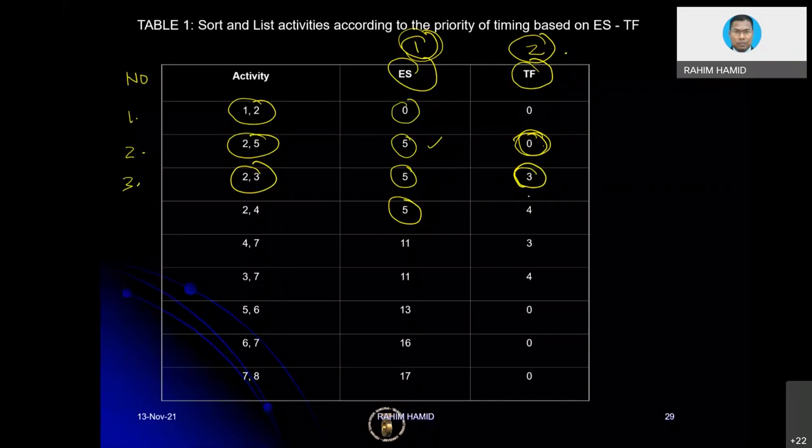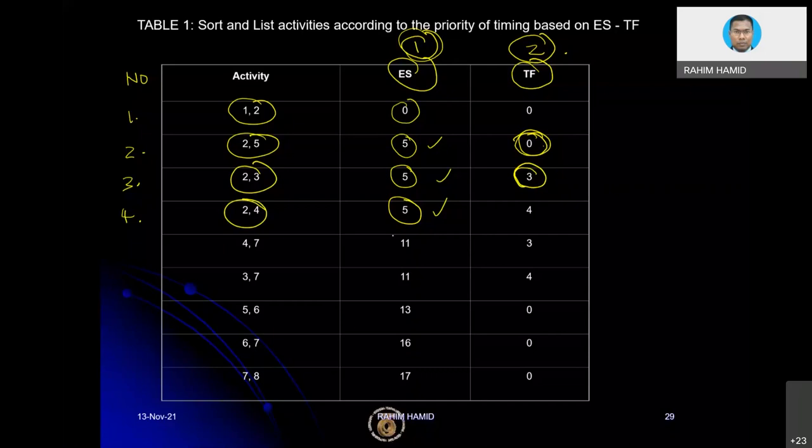All right, then we basically put the last item there. So that will be activity number 4. Okay, so that's how we sort activity. Then come the next activity.